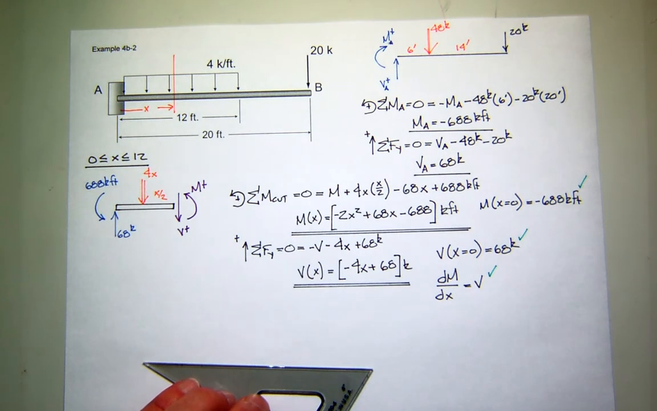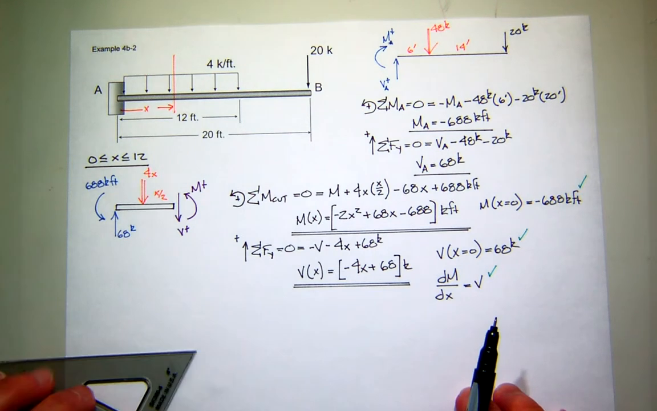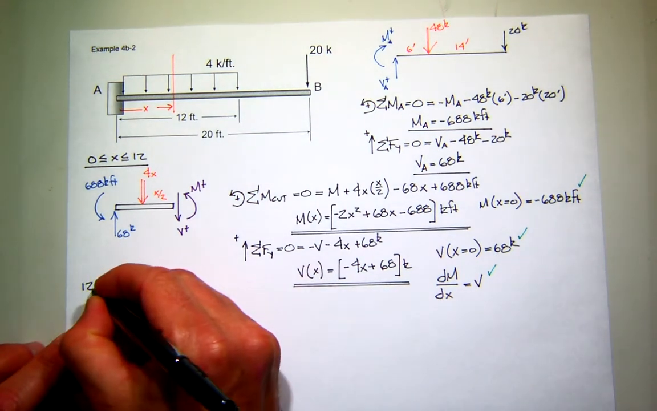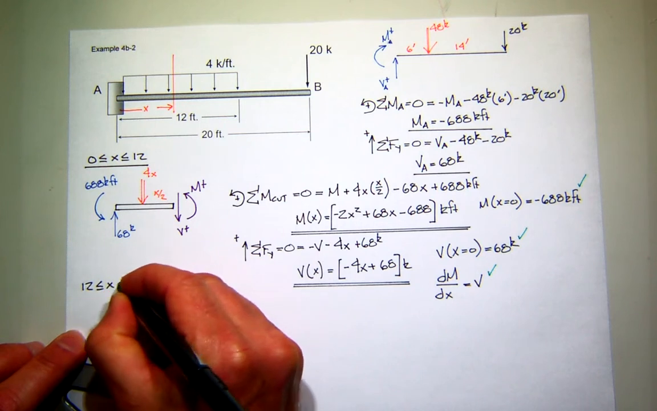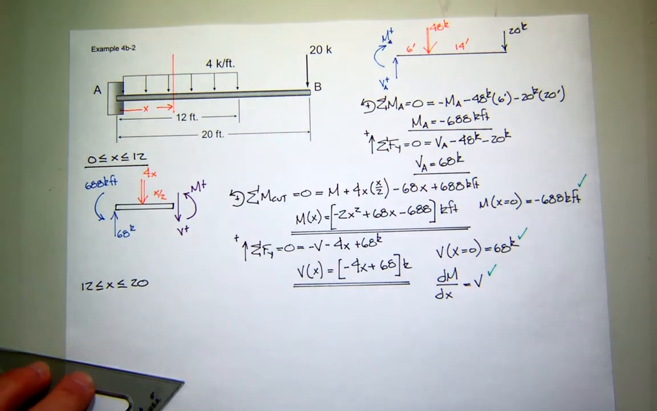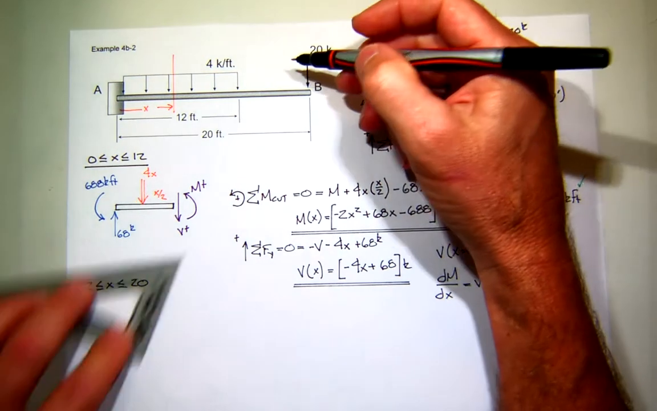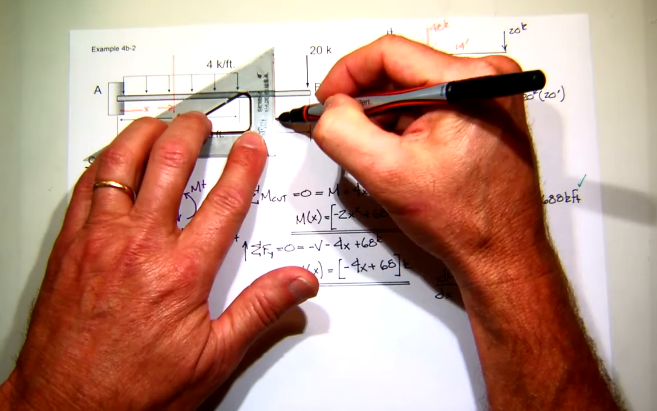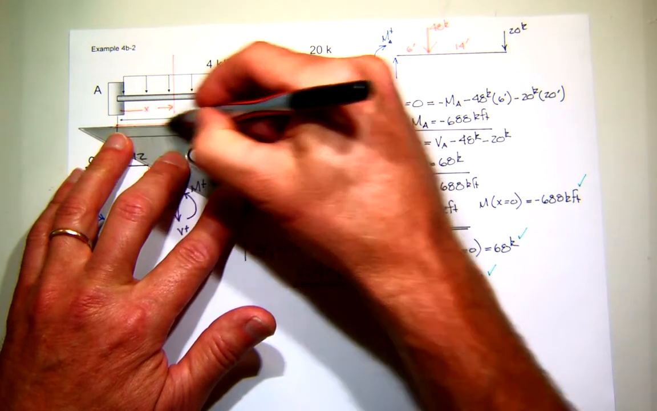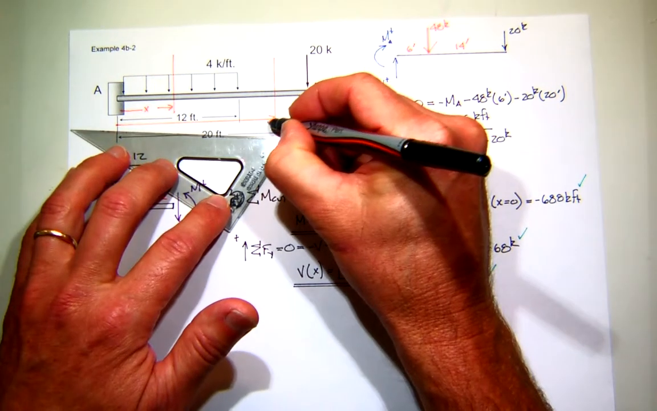Now what? I got to go and redo this problem from 12 to 20. Now at this point, I'm going to jump up and I'm going to assume a cut here. And again, x is measured from the far left to this point.